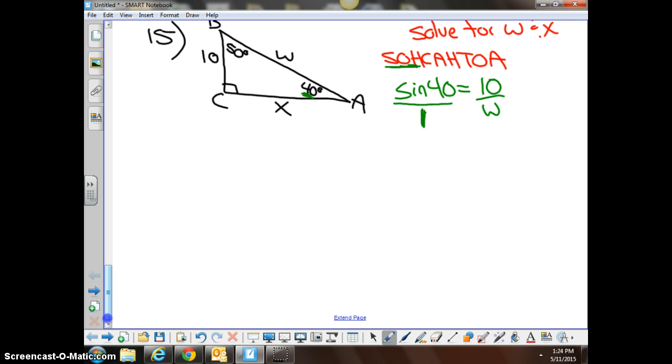Nope. That's not what I want to do. Cross products. Anybody want to do cross products? Yeah. Check this out. Let's go sine of 40 times W equals 10.